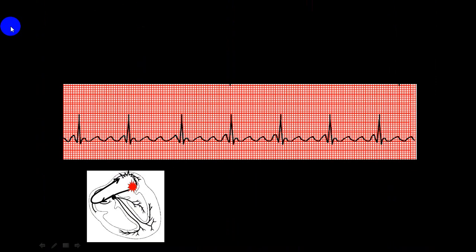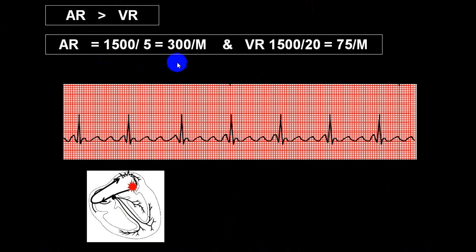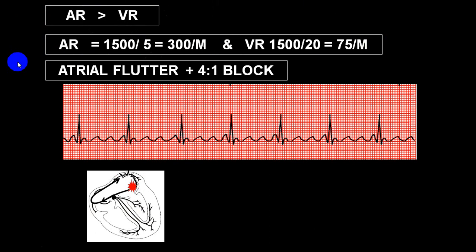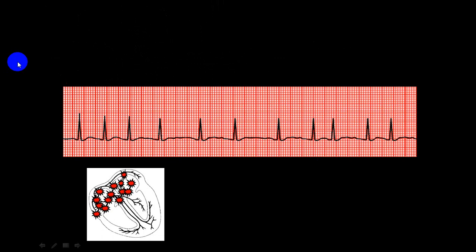Now in this particular one, you can see this is atrial flutter. So the atrial rate is faster than the ventricular rate. So this is classical where the atrial rate will be faster than the ventricular rate. Atrial rate is 300 per minute, ventricular rate is 75 per minute. So the atrial rate is 4 times more than the ventricular. We call it 4:1 block.